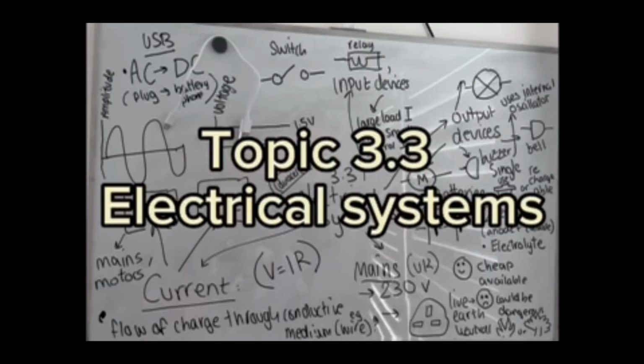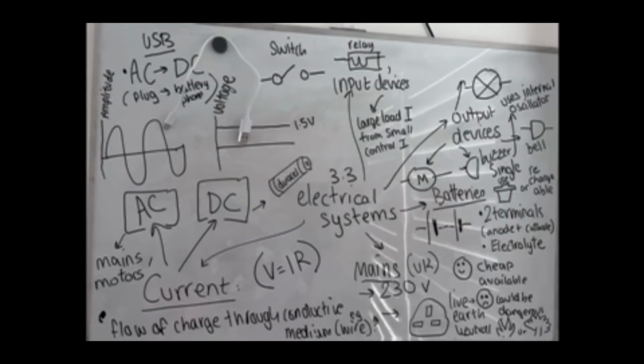Moving on to electrical systems. The first thing in the top left of the board is all about current. Current is just the flow of electric charge through a conductive medium, for example, the flow of electric charge through a wire. Sometimes it's referred to as the rate of flow of electrons, and either is accepted, but I think the examiners would prefer the flow of charge through a conductive medium.